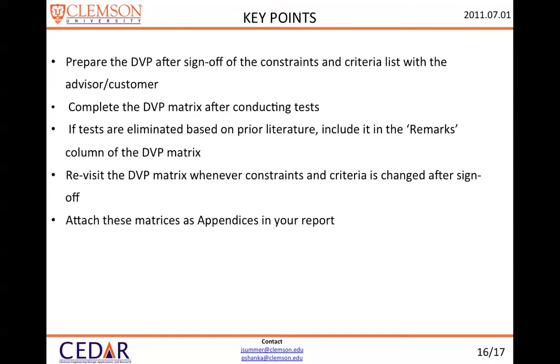Now prepare this DVP after sign off of the constraints and criteria list with the agreement of advisor or the customer. And complete the DVP matrix after conducting test. It's normal for you to prepare the DVP, but after you conduct the test, you should go back and then enter into the pass or fail column and also enter additional information in the remarks column. Now, if tests are eliminated based on prior literature, please include it in the remarks column of the DVP matrix because it is very essential.